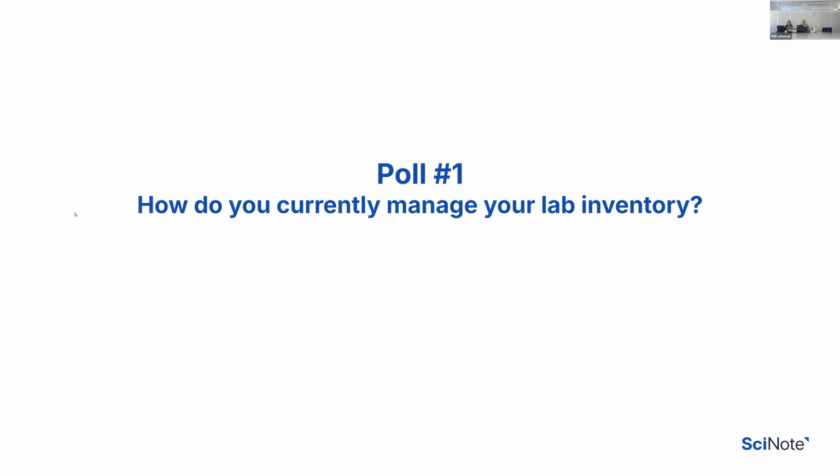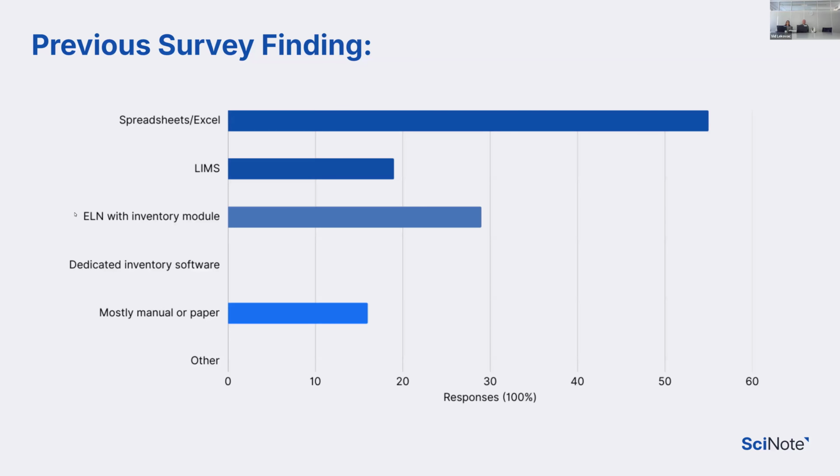Okay, let me show you the results for the previous time. Okay, so spreadsheets in Excel, I guess this is the most important thing. I mean, the most used one, how you all run inventories. LIMS was more common the last time, but as you can see, nobody last time replied that they are using a dedicated inventory software. So that's interesting.